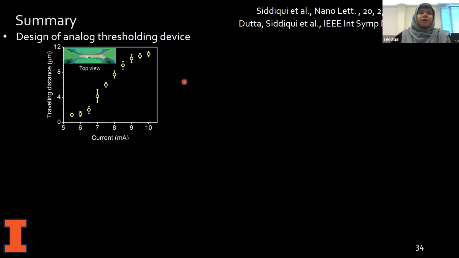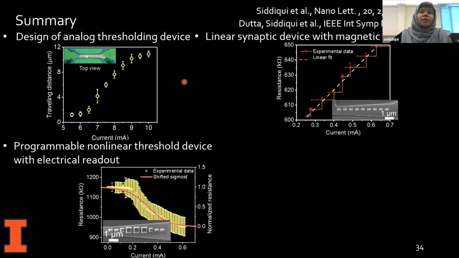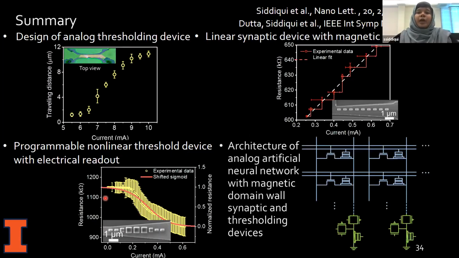To summarize my talk today, I have shown that we can generate this analog kind of threshold function. And also we have this capability to generate the linear synaptic devices with magnetic tunnel junction and a domain wall under them. And using a similar kind of device, we also can generate a nonlinear threshold device with electrical readout. So we don't have to, as in the first case where we were looking into the optical readout, in this case we can actually integrate the system with other electrical systems. And at the end, I have shown the architecture of the analog artificial neural network with magnetic domain wall synaptic and thresholding devices.